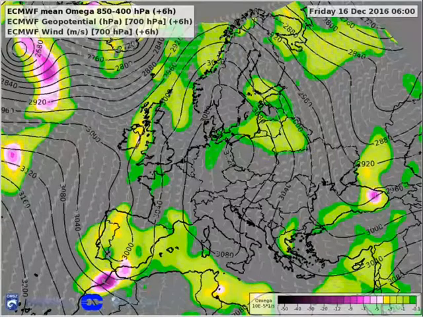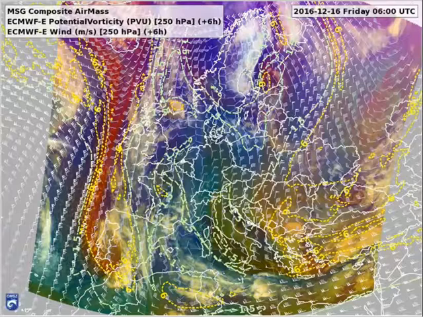So this is the first approach. The second approach is the use of potential vorticity fields. And this is also popular because you can quite well combine the potential vorticity with satellite images, either with water vapor images, also with the composite air mass RGB images. So here what you can see is the so-called air mass RGB satellite image.